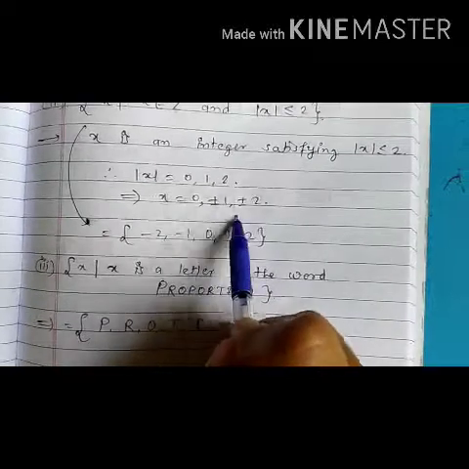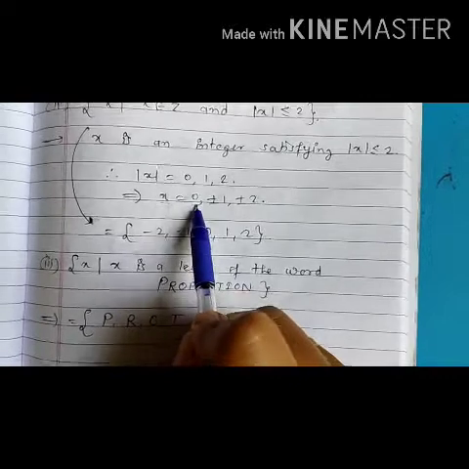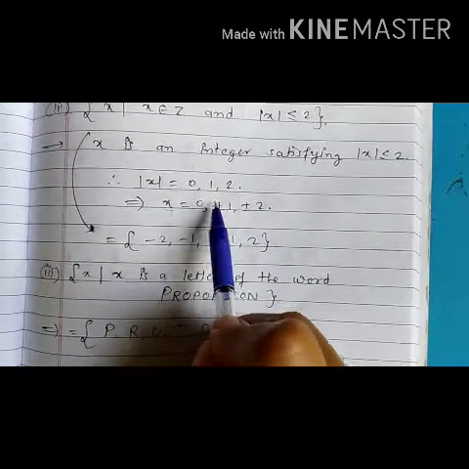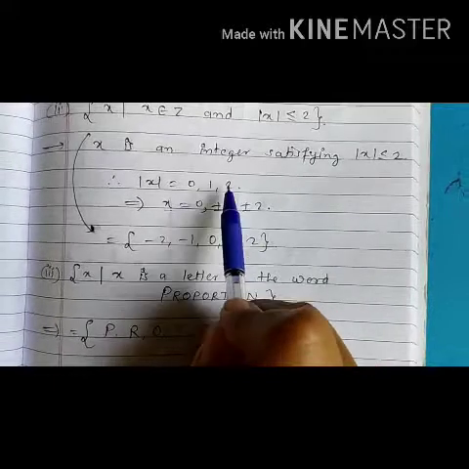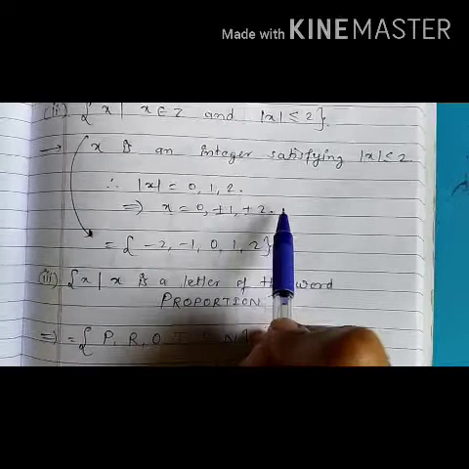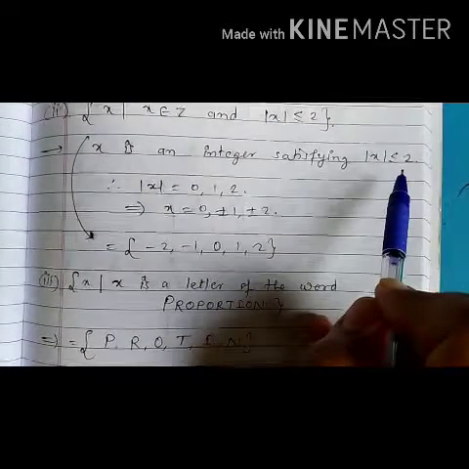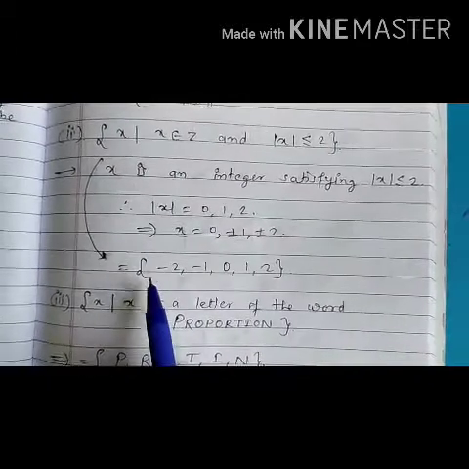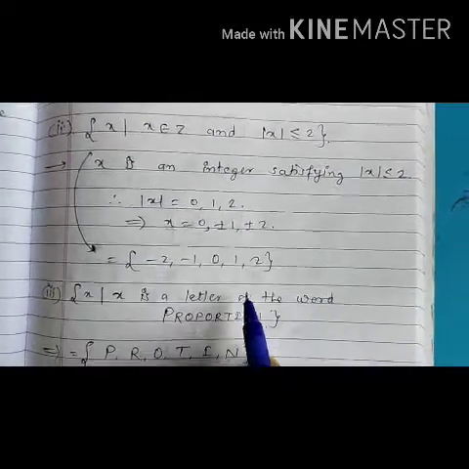For these values we are getting mod x as 0, 1, 2, because mod 0 is 0, mod of plus 1 is 1, mod of minus 1 is 1, mod of plus 2 is 2 and mod of minus 2 is 2. So for all these values of x we are getting mod x less than or equal to 2. Understood? So the required set is {-2, -1, 0, 1, 2}. So this set will contain 5 elements.